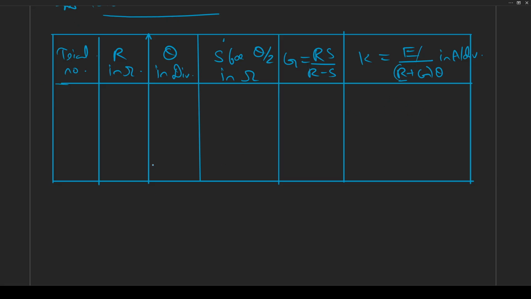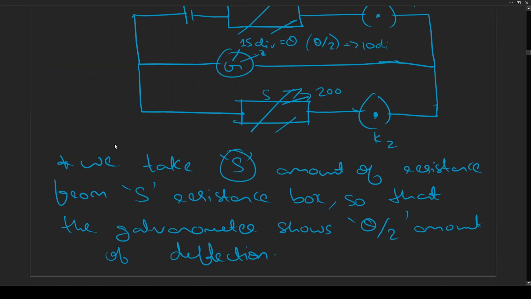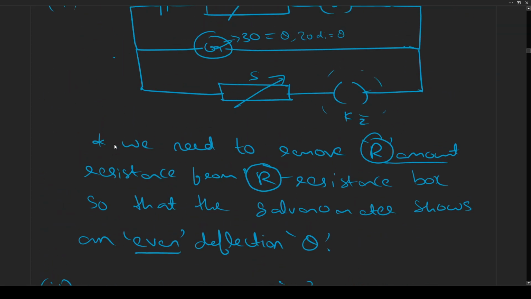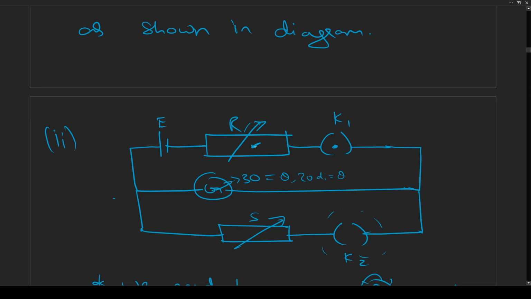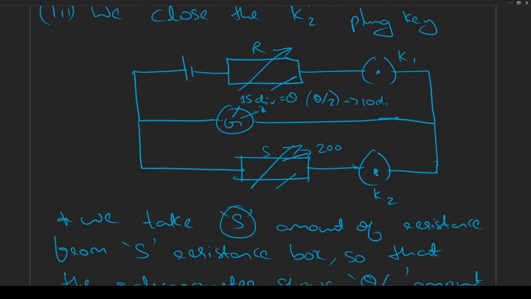The explanation is, I explained how we should take S and R values. First we should take an even deflection theta, removing enough resistance from this resistance box. In this process, key 2 should be open, meaning this switch should be off. In the second step, we turn on that switch, we add the plug key here, and remove enough resistance from this box so that the deflection becomes theta by 2. If it was 30 in the previous one, it should become 15 here.